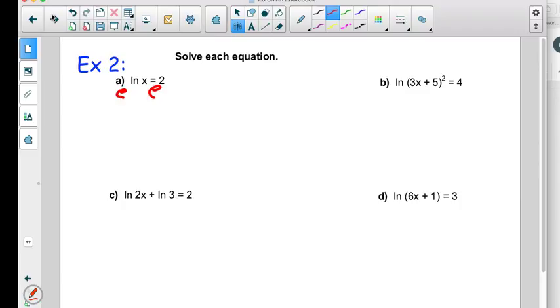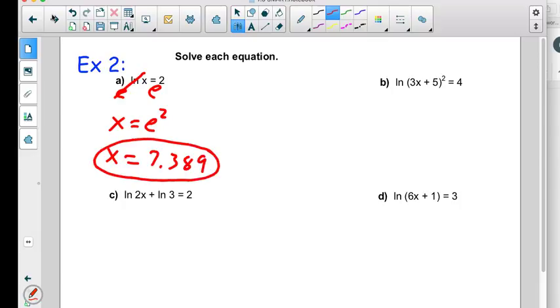What happens to e to the ln? They cross off because the base is the same. So we're just left with x equals e to the same part. e to the 2nd. Plug that in your calculator. What do you get? Because don't forget, e is a constant. It's a number. Let's go to 3 decimal places. 7.389.